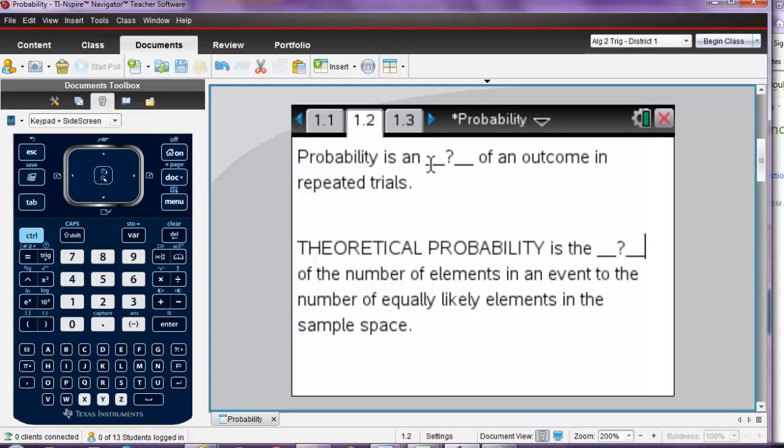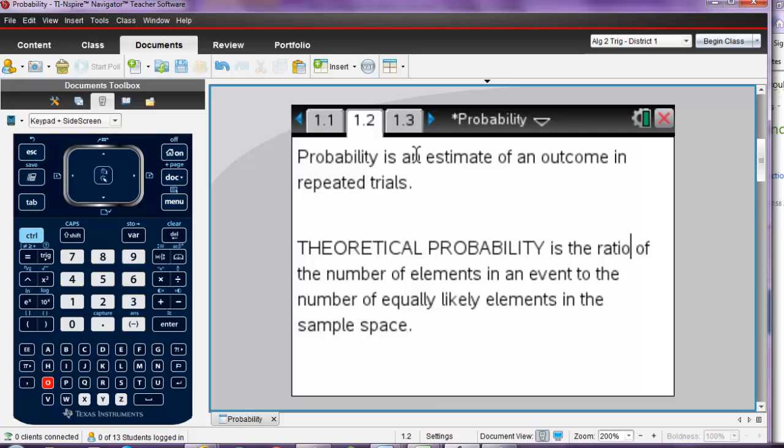So on page 1-2, probability is an estimate of an outcome in repeated trials. Theoretical probability is the ratio, so fraction, of the number of elements in an event to the number of equally likely elements in the sample space. So now you have to go back to yesterday's vocab and think about what an event is and what a sample space is, and apply those vocabulary words to today's probability topic.